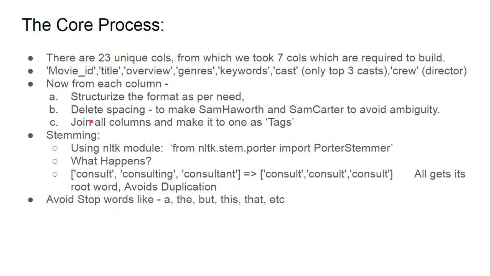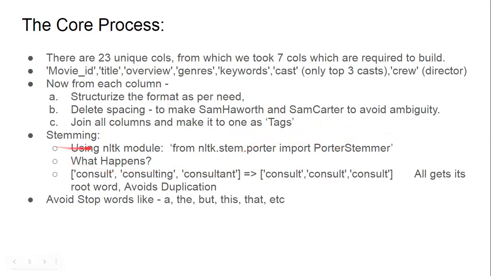We will also need to delete the spacing, because we need to avoid ambiguity between two entities. For example, if a person is watching Sam Howard's movie, he should not be recommended Sam Carter's movie or something like that. If space is there, Sam is a different entity and Howard is a different entity. Here also Sam is different and Carter is different. So there will be ambiguity between those two Sams. To avoid this, we must delete all the spacings, and then join everything and make it a single tag column.